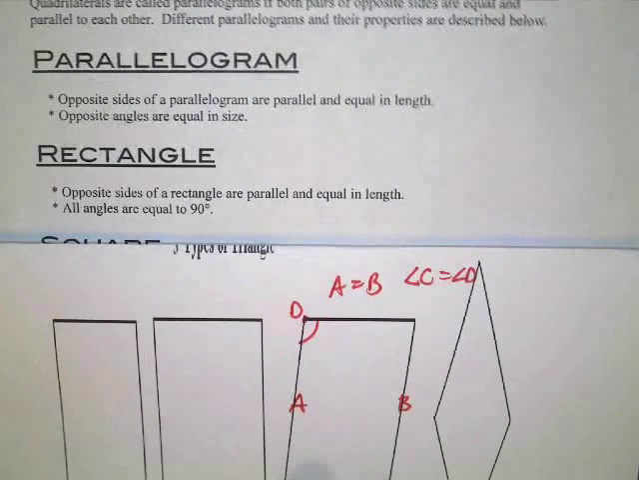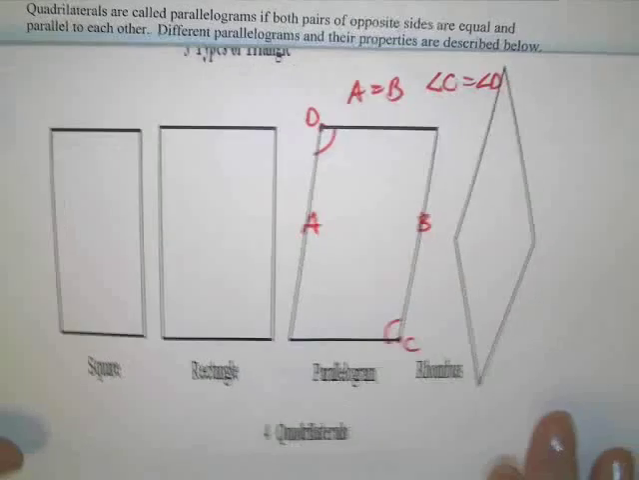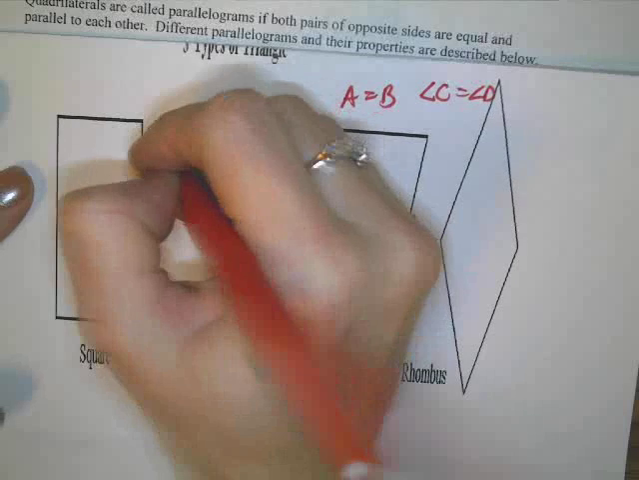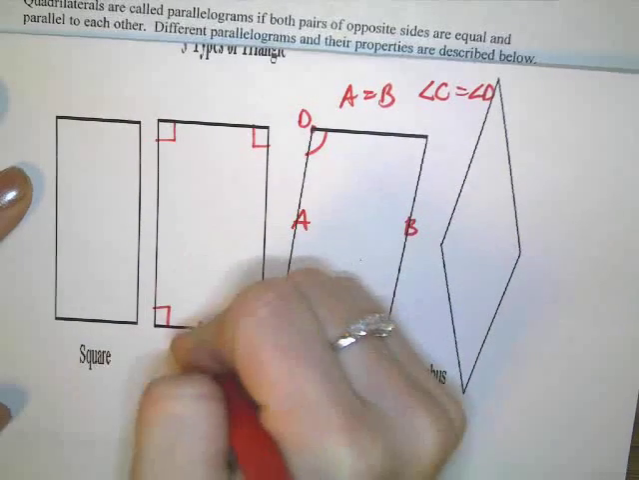A rectangle, opposite sides of the rectangle are parallel and equal in length, same as in our parallelogram. And all the angles equal 90 degrees. So here is our rectangle. That means this one's 90, that one's 90, that's a 90, that's a 90. That also means A and B are equal.